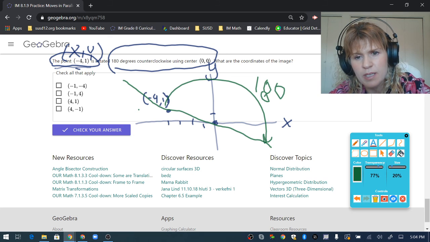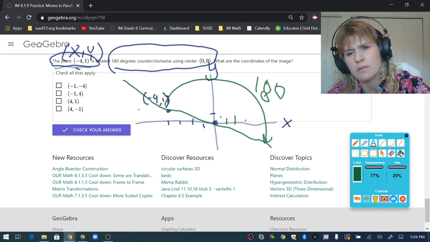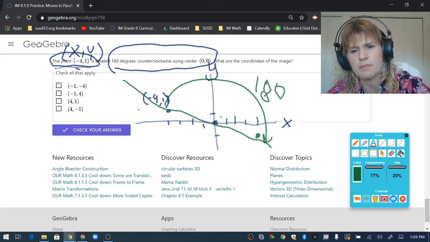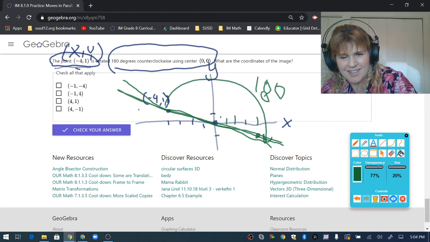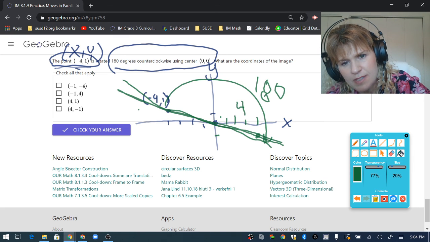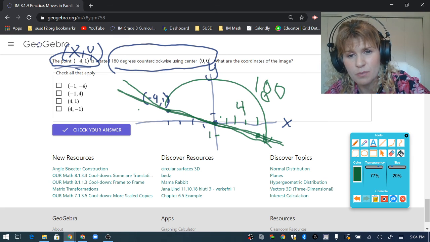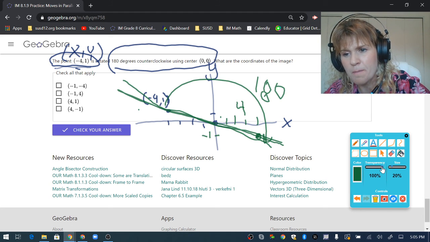So if this point is going to move over here, it's still going to be 4 units away. 1, 2, 3, 4. And instead of being 1 unit up, it's going to be 1 unit down. So it really should be right there. The reason why it's not on my line is because I didn't draw my line straight. So this is 4 units across, and this is 1 unit down. We'll call that -1.